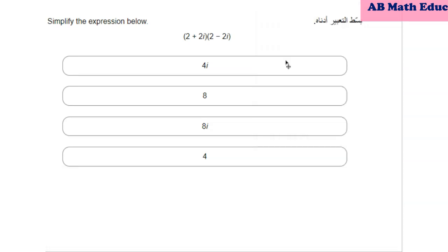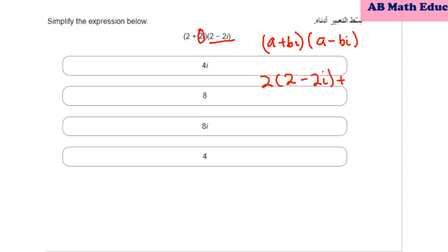Let's see how we can do this one without the calculator. This one, you could see that it's a difference of 2 squares. There are a lot of ways that we could do this, but I'm going to do it step by step. You take this 2 and multiply it against this: 2 times (2 minus 2i), plus, and then you take this 2i and multiply it against this one. So you're distributing, or applying the FOIL: 2i times the same (2 minus 2i).